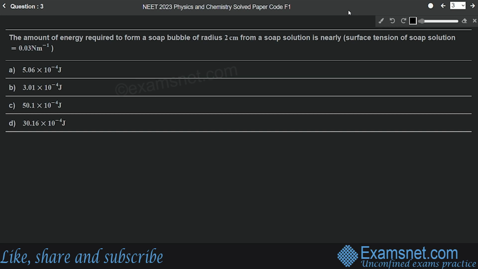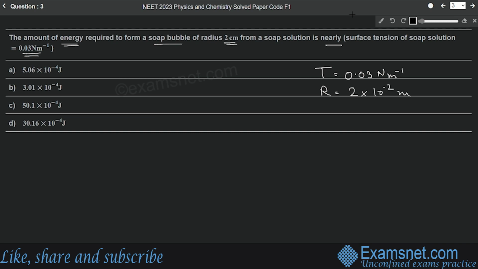Question number 3 is from the chapter Mechanical Properties of Fluids, and the question is: the amount of energy required to form a soap bubble of radius 2 cm from a soap solution is nearly. Surface tension of soap solution is 0.03 Newton per meter. Okay, so surface tension, that is T, is given as 0.03 Newton per meter and the radius of the soap bubble is given as 2 cm. It can be written as 2 into 10 to the power minus 2 meter, right?